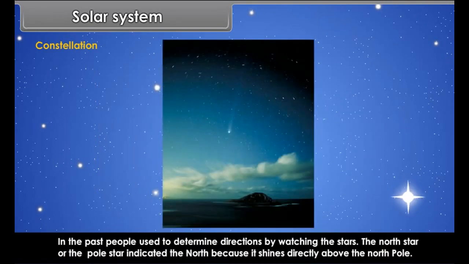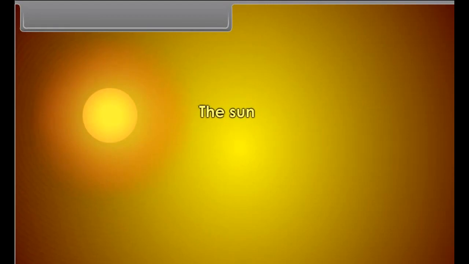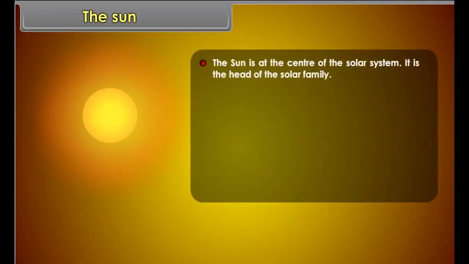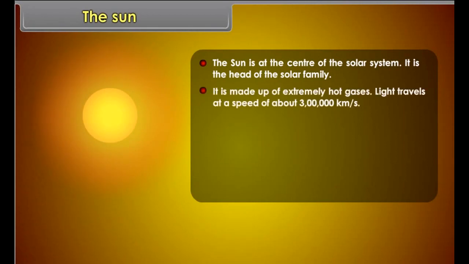In the past, people used to determine directions by watching the stars. The North Star or the Pole Star indicated the north. The sun is at the center of the solar system. It is the head of the solar family. It is made up of extremely hot gases.